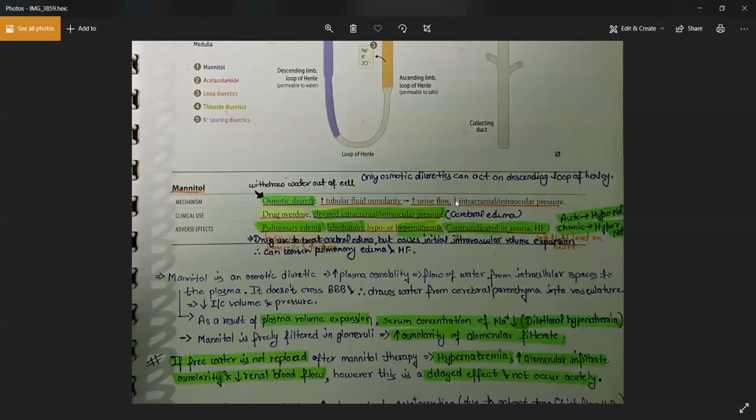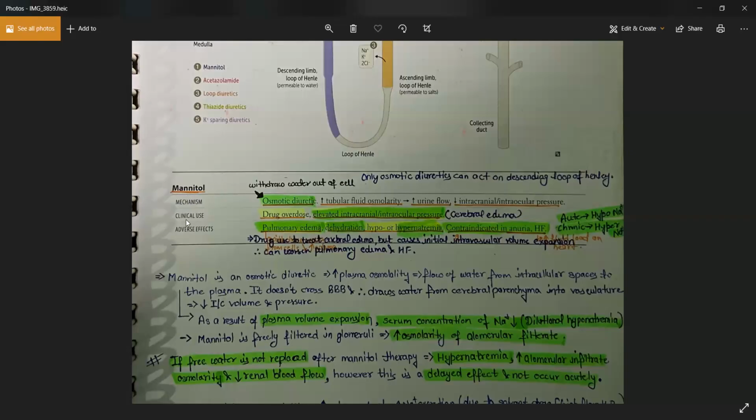It can also be used to decrease the intraocular and the intracranial pressure, because I told you, you give this drug to the patient, it will remain in the intravascular area. It will draw all the water from the tissue, from the brain. So it will help decrease the intracranial pressure. The same goes for the eye. Whenever you have an acute increase in intraocular pressure, acute glaucoma, you can give the patient mannitol to get relief from the symptoms.